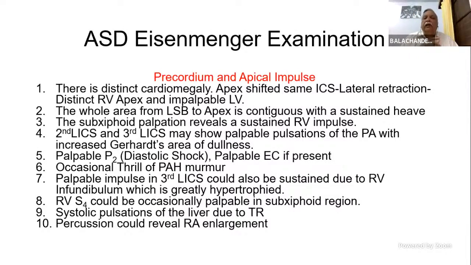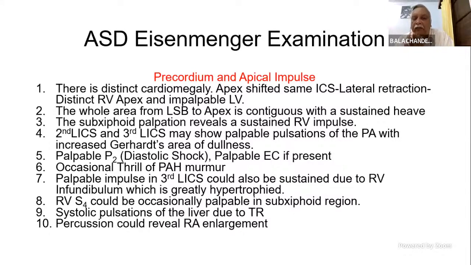And of course, there is a distinct cardiomegaly in ASD, and the apex is shifted, and there is a lateral retraction. This lateral retraction demonstration is very important. A little difficult in female patients, but in male patients, look carefully because the LV goes completely posterior, and you get a lateral retraction of the LV, impalpable LV. And the whole area from the left sternal border to the apex is contiguous. And of course, I have already told you about the other things.